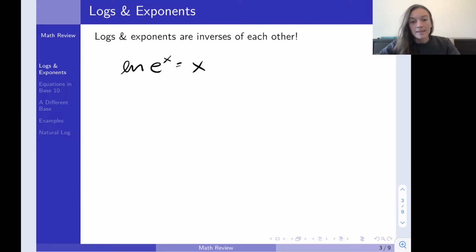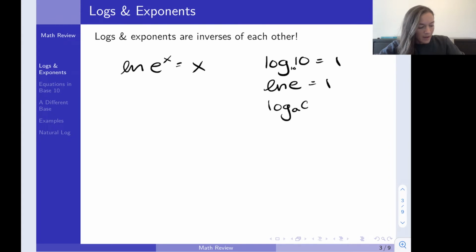x. And that's because if we take the log of any number where the base and the argument are the same number, we're just going to get back 1. So log base 10 of 10 is 1, ln of e is 1. So any log where these two numbers are the same is going to be equal to 1. And that's because anything raised to the power of 1 is itself again.